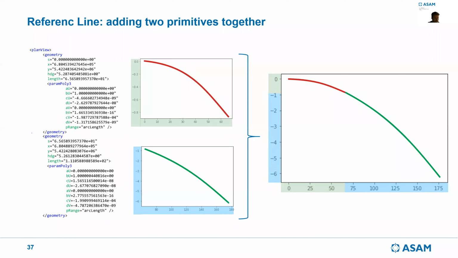Yes, the spiral formula I can provide, and there's also a reference implementation that you can download from the ASAM page. Then let me see where there are more questions.